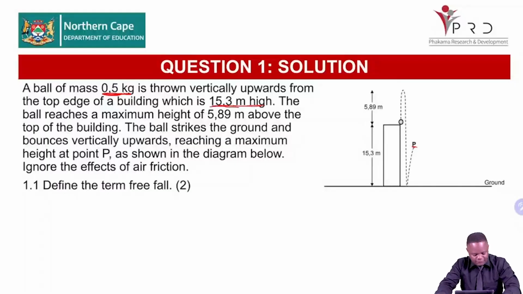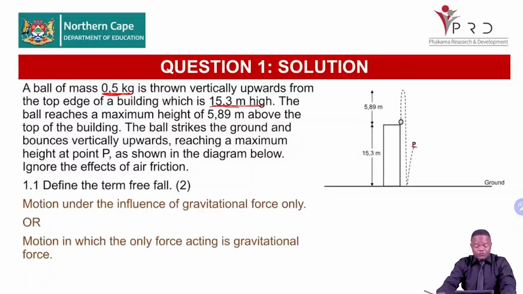Now, the first part: define the term free fall. When it comes to definitions, consult your examination guideline. Follow the definitions as they are, as prescribed by your examination guideline. So master all the definitions that you need to know on this section on vertical projectile motion altogether. Free fall is motion under the influence of the gravitational force only. So the only force that is acting is the gravitational force, and then you get your two marks. I hope and believe that we all got that correct.